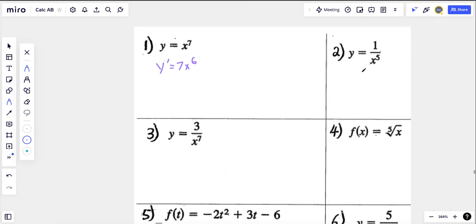Okay, and then for the second one, whenever you see this, you want to always rewrite it. It's always helpful to rewrite it, so you can use power rule. Rewrite it as a negative exponent, like this. And then from here, you can use power rule. So the negative 5 comes down here. And then you reduce this negative 5 by 1, so it's negative 6. So then this whole thing is just negative 5 over x to the 6.